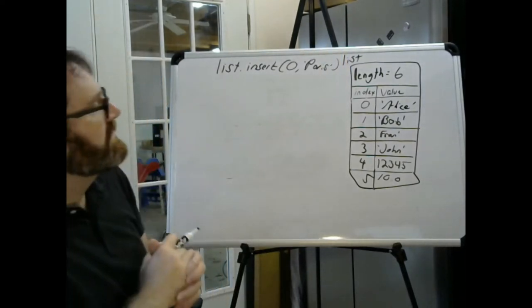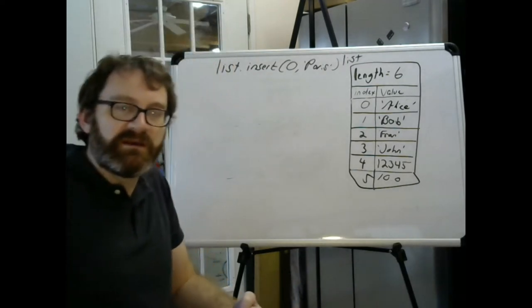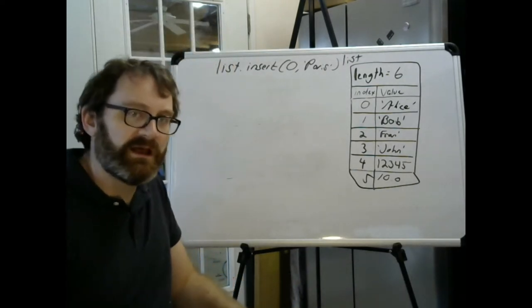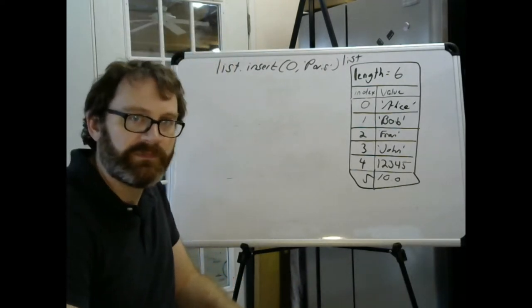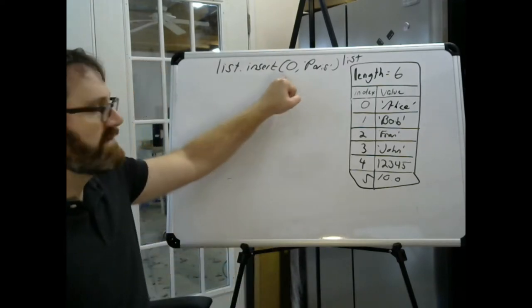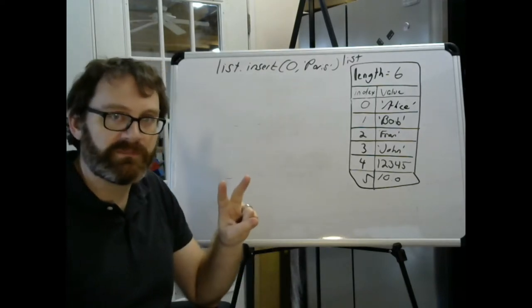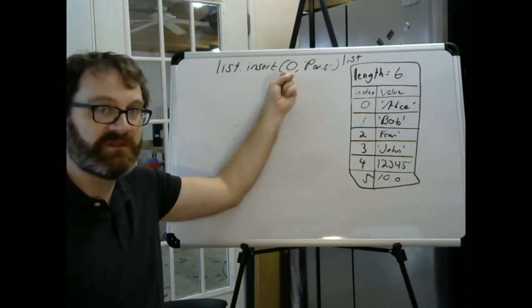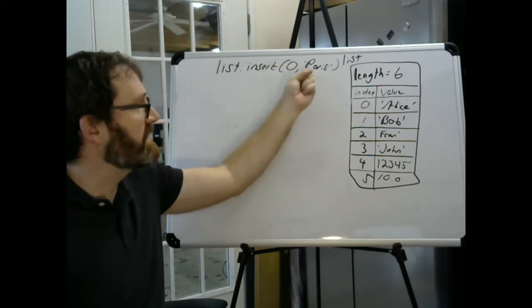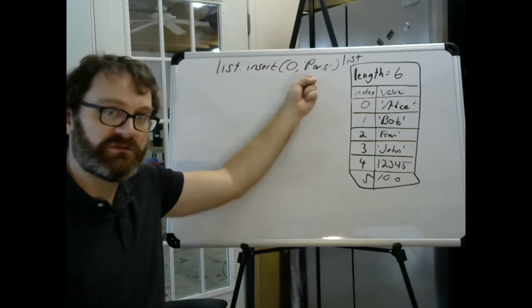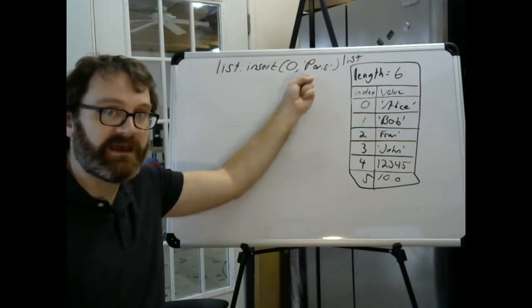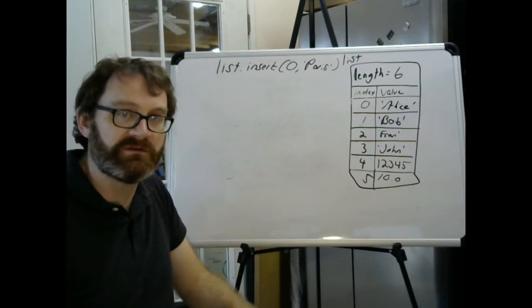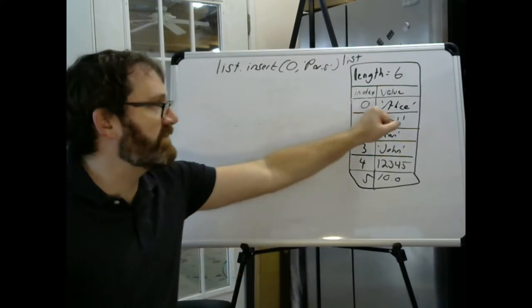Okay, so what's the efficiency of doing this? Well, now things are a little less crisp and clear. Insert takes two parameters on a list. The first is the index where you want to put the thing. The second is the value you want to have referred to at that index. Insert does not replace this.